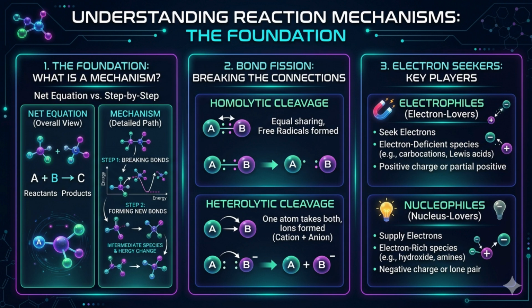Second, bond fission. At the heart of every change is bond fission, the breaking of connections. There are two ways this happens. First, homolytic cleavage. Think of this as a fair divorce. The electron pair is shared equally, resulting in free radicals, a highly reactive species with a single, unpaired electron. Then, there's heterolytic cleavage. This is unequal. One atom is more greedy and takes both electrons for itself. This creates ions, a positively charged cation and a negatively charged anion. This separation of charge sets the stage for what happens next.